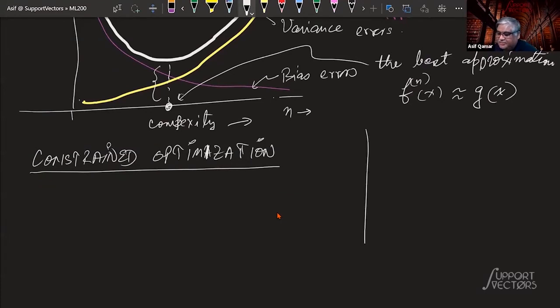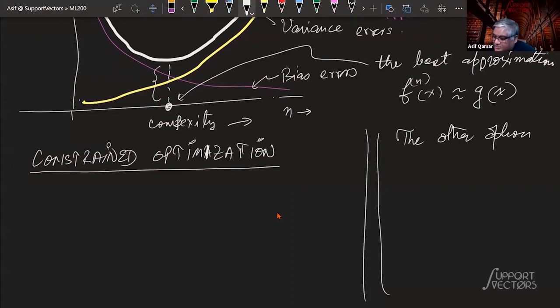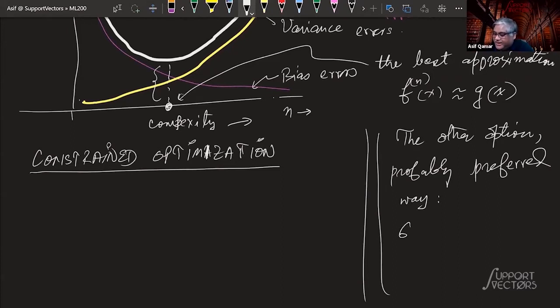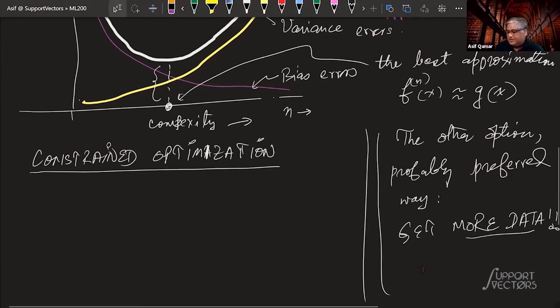Let me just write it in a sidebar. The other option, and probably the preferred way, would be what? Get more data. So what happens is, if you get more data somehow, it is possible to get more data.